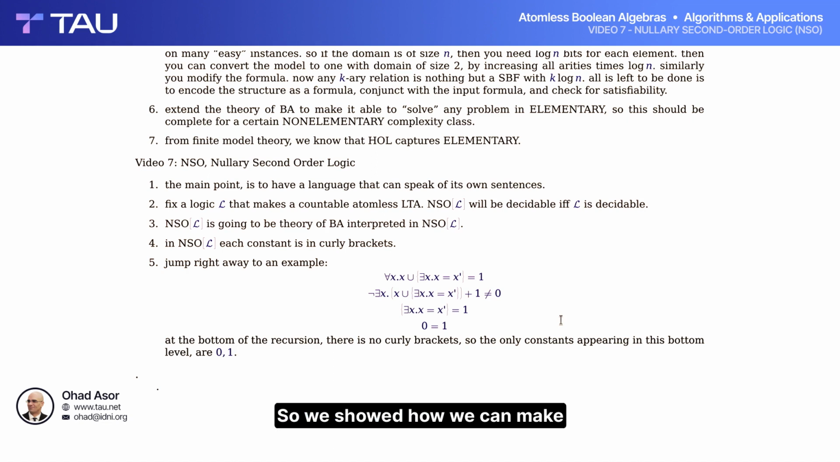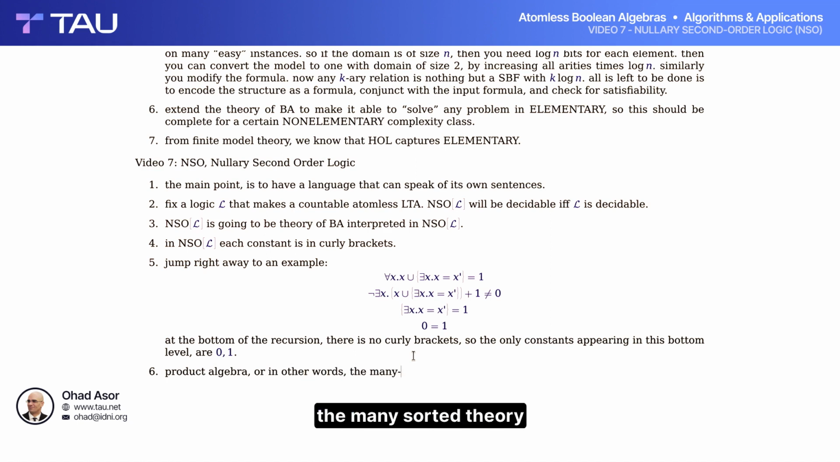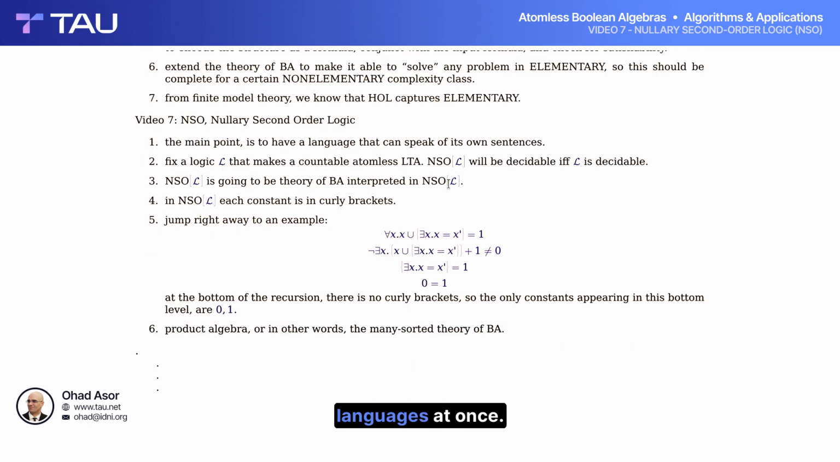So we showed how we can make sense of a language that can speak of its own sentences, not only its own sentences, but also sentences of L. Yes, you could have here a constant from L, and then you wouldn't have nested curly brackets, but you could definitely have the product algebra, or in other words, the many-sorted theory of Boolean algebra. So NSO can speak about many languages at once. It can be L1, L2, and so on, including itself.